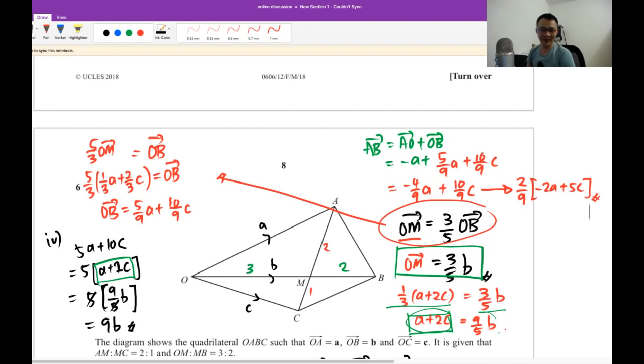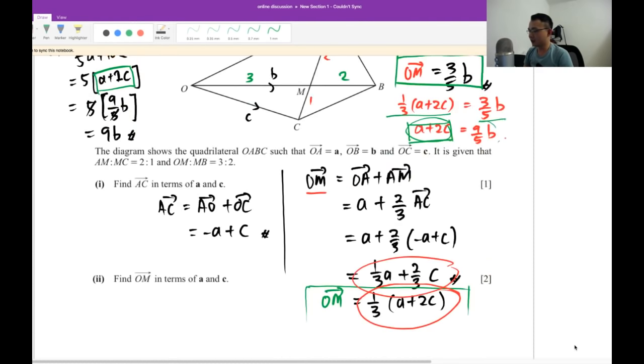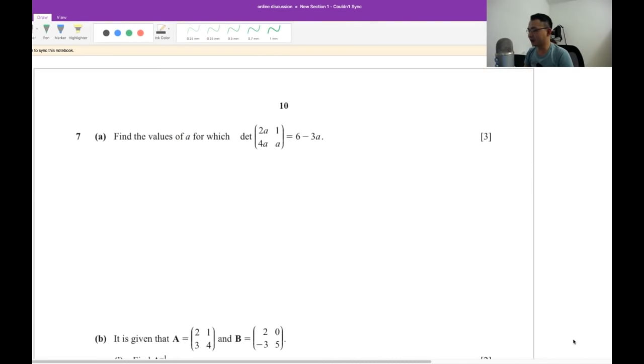Yeah, I guess this vector question is a little bit crazy. But I just checked the marking scheme. The marking scheme actually can accept this answer as your final answer. So you don't need to go further. This one you already get the full mark. Okay, let's move on. We're done with vector.